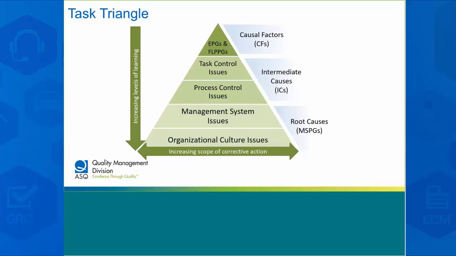There are 2 types of causal factors that lead to accidents and near misses: equipment performance gaps, or EPGs, and frontline personnel performance gaps, FLPPGs. An equipment performance gap is when a piece of equipment does not perform as desired. It's not a failure to perform as designed, but failure to perform as desired. Okay? So I want to talk about that just for a minute.